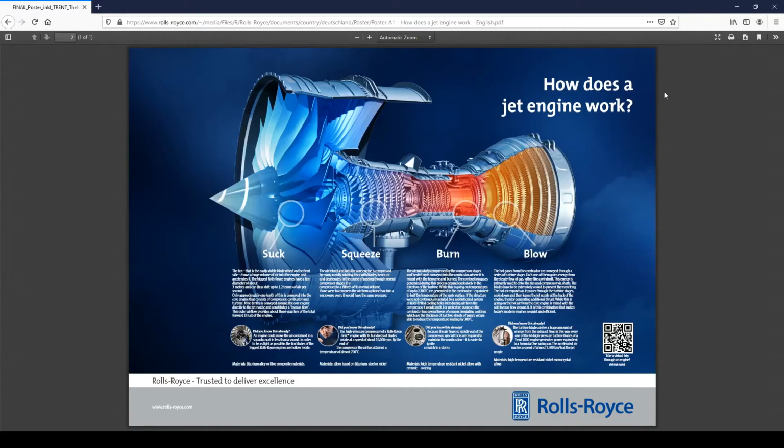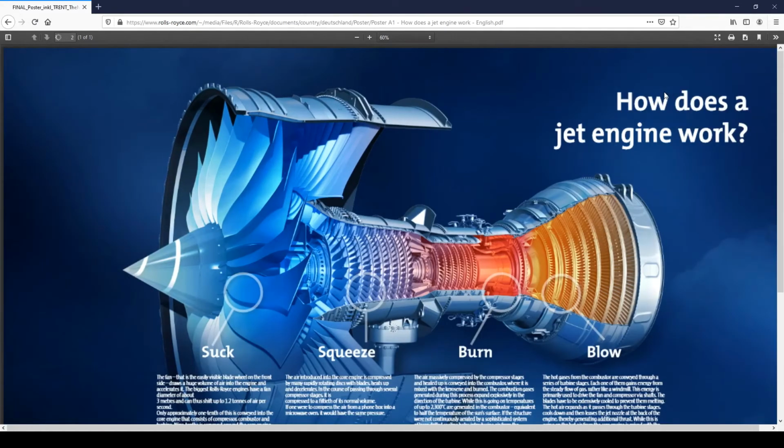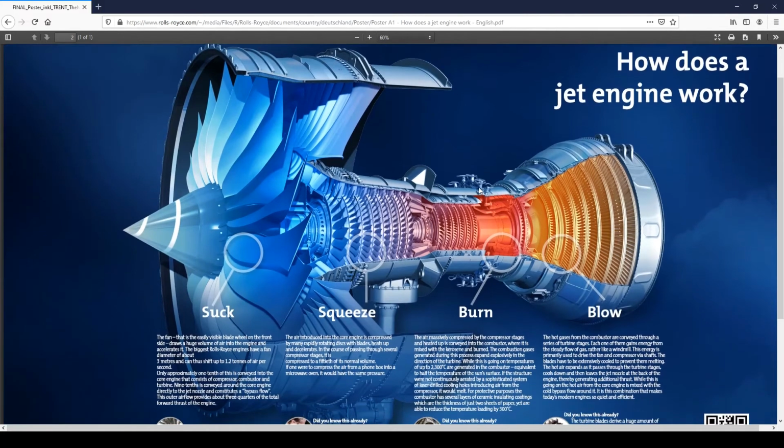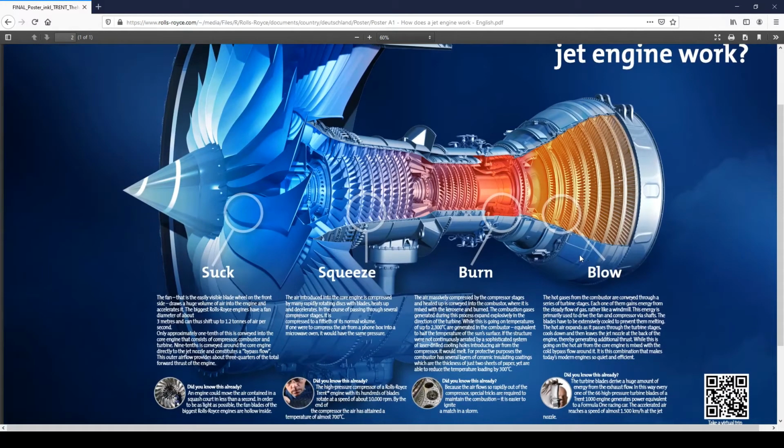So here we have a poster that was created by Rolls-Royce, and it explains the basics of how an aircraft engine works. So an aircraft engine, a turbofan engine, like on the 757, consists of a turbine section, which produces about 1/4 of the total thrust. And then the fan, which is driven by the turbine, produces the remaining thrust, 3/4 of the total thrust.